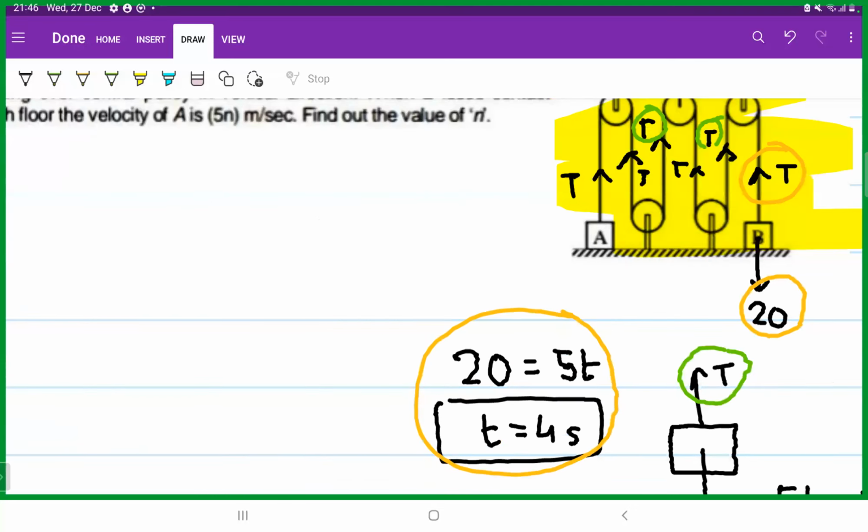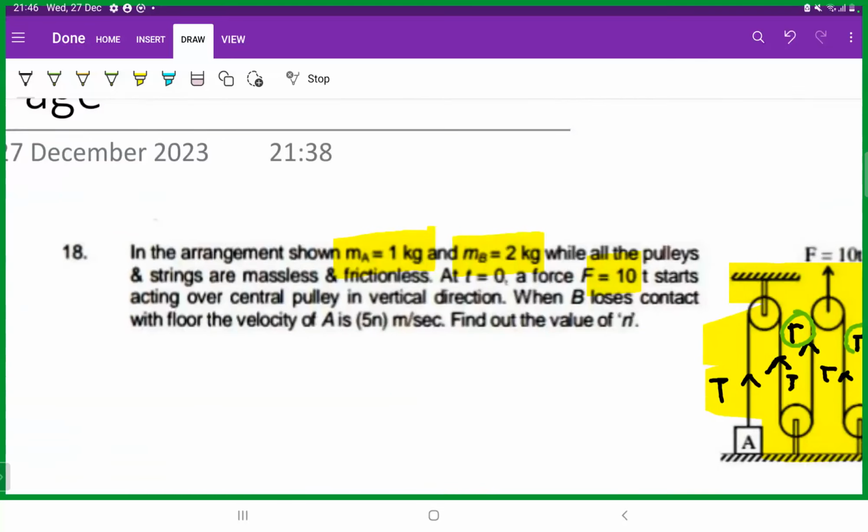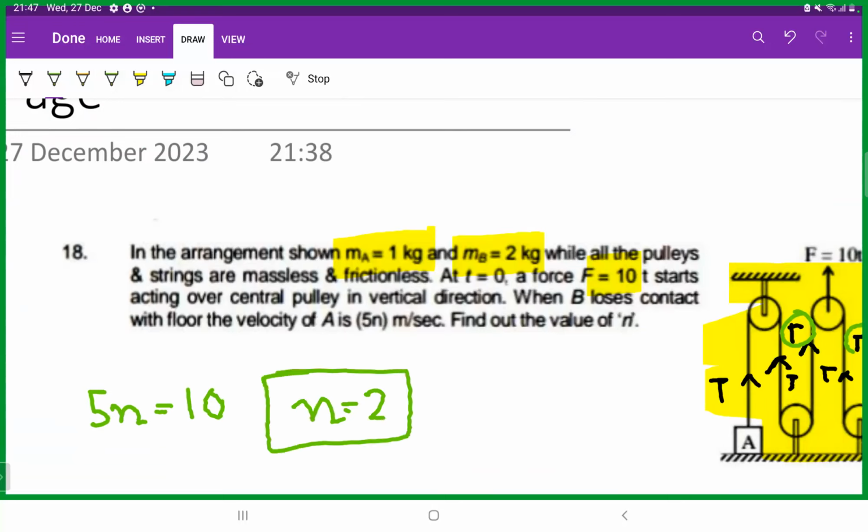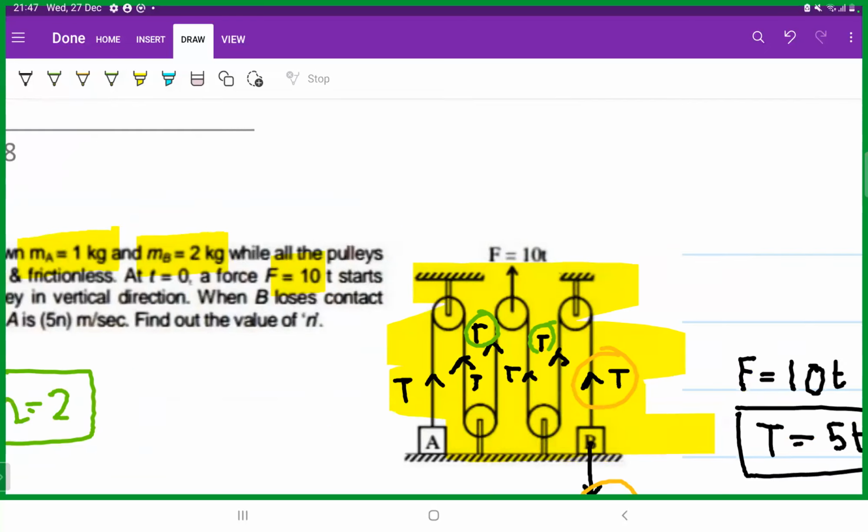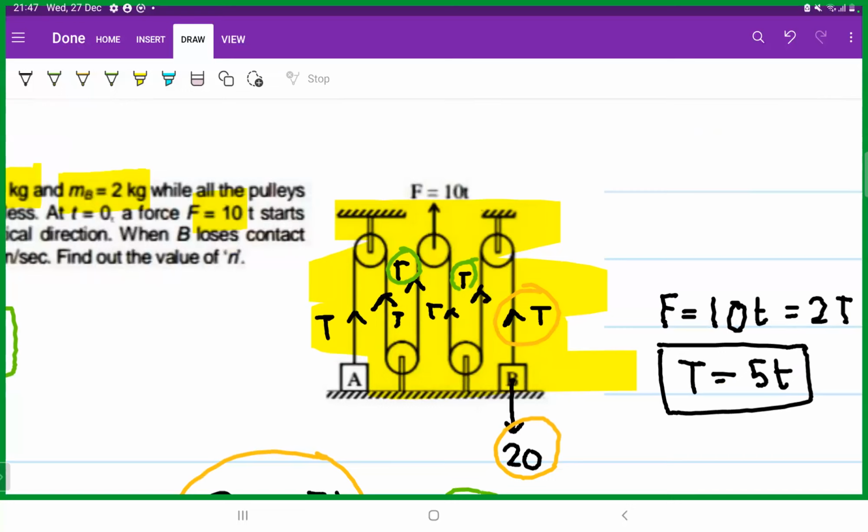In the question, we were asked the value of 5n. So 5n is equal to 10, and the value of n is equal to 2. When you are doing such a question, especially from the chapter of Newton's law of motion, just try to draw the free body diagram, and the rest should be fine. Thank you.